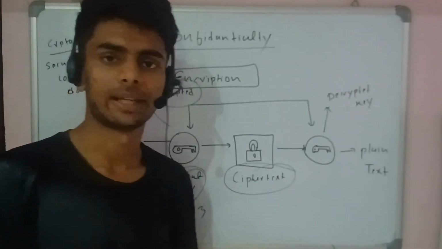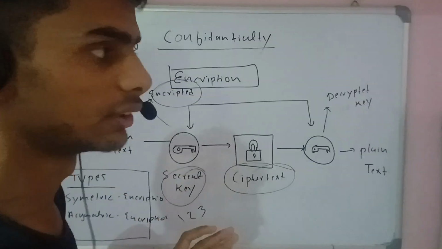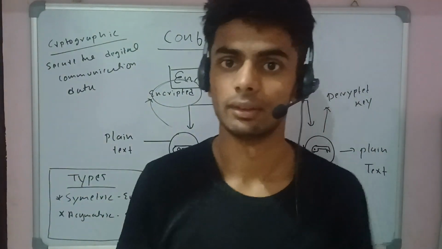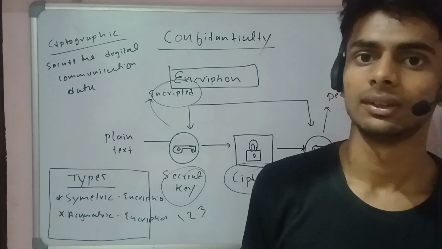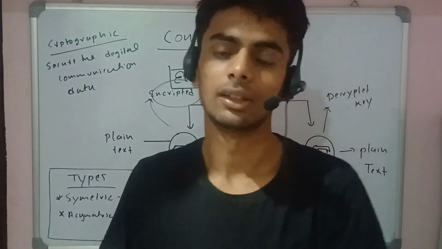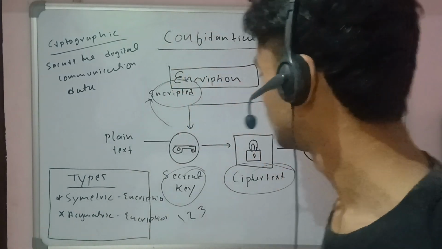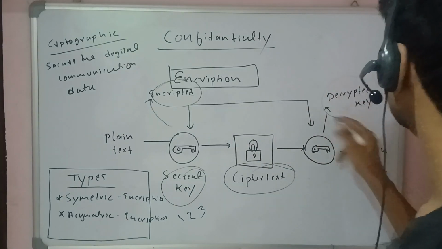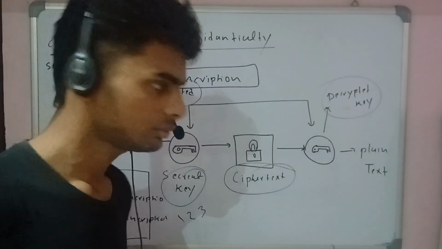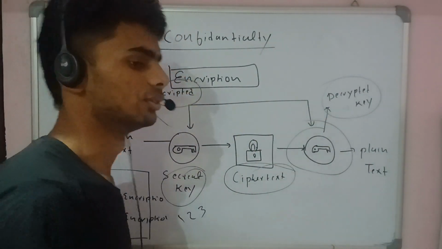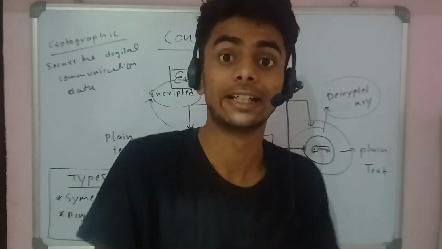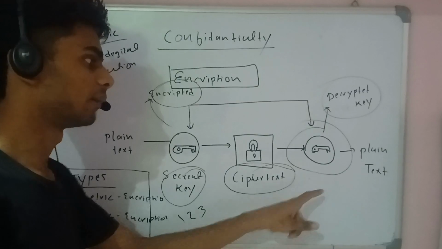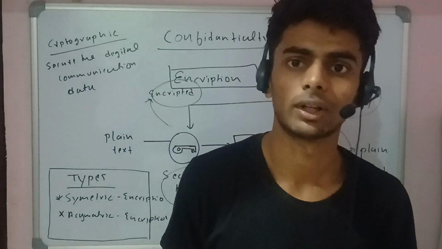That's called ciphertext. The text which is converted into ciphertext is not in a readable format; it is locked by the secret key. Then the secret key is used to decrypt it at the validated user's end. So only the validated user can decrypt this ciphertext, and then they get the plain text.